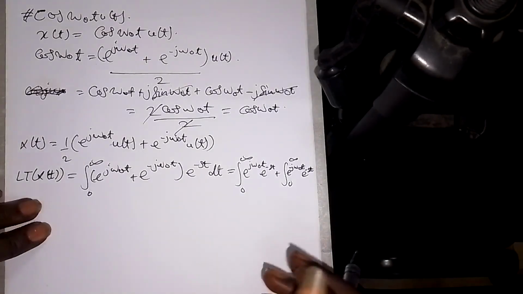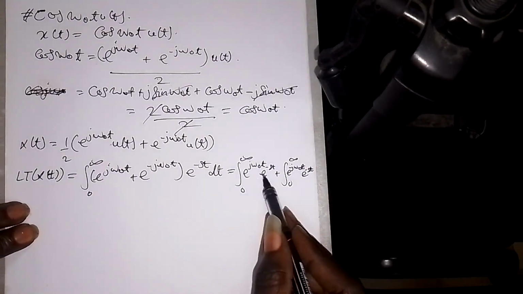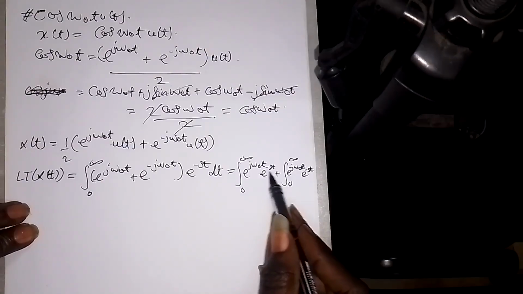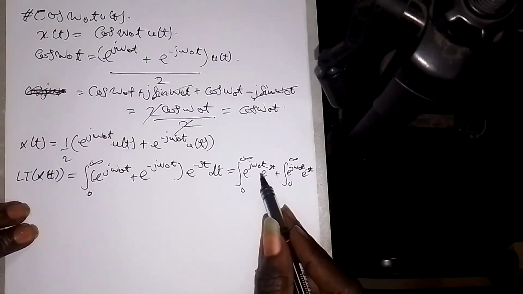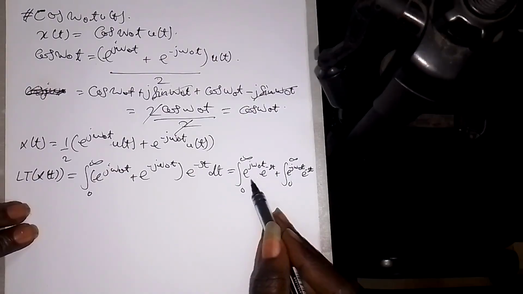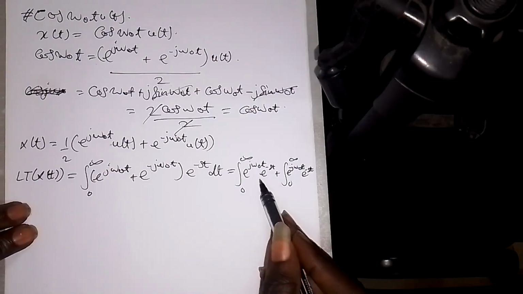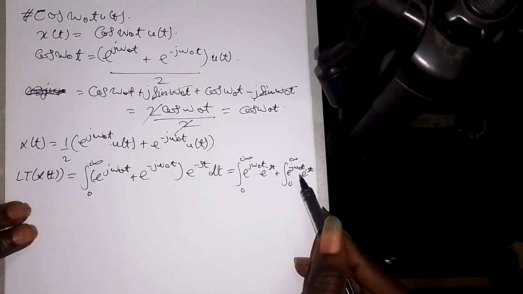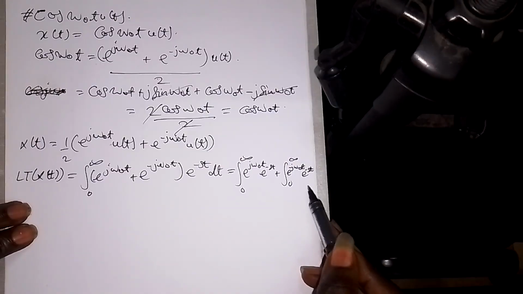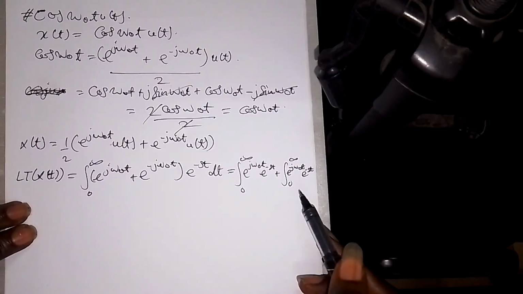Now you just deal with this place, and for this place you're going to have 1 over s minus j omega naught, and for this place you're going to have 1 over s plus j omega naught.